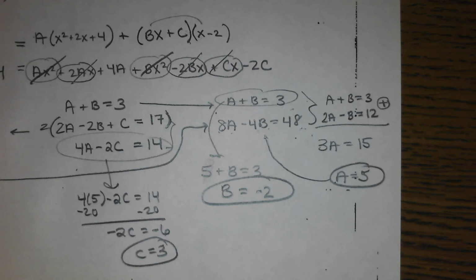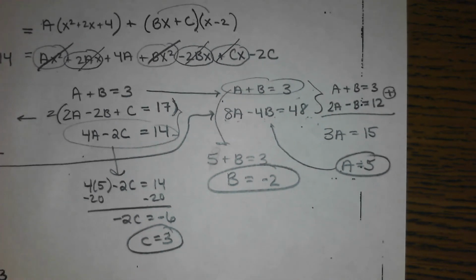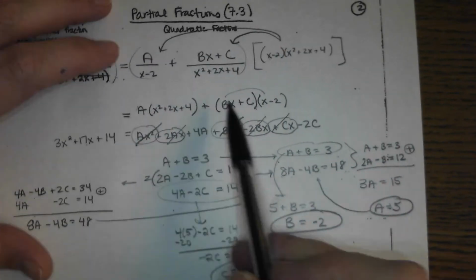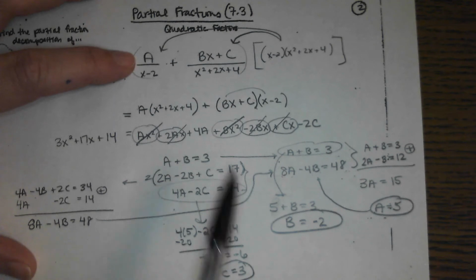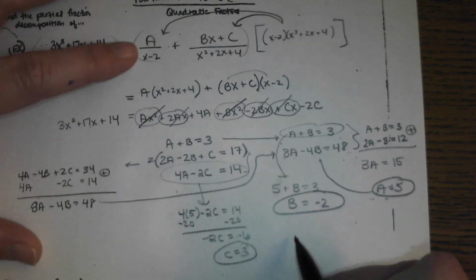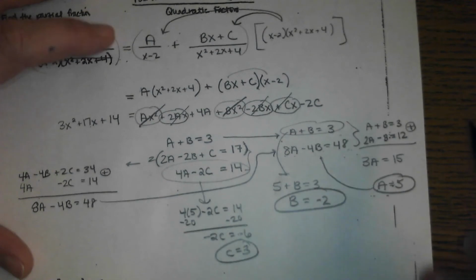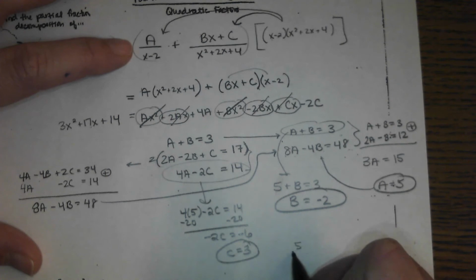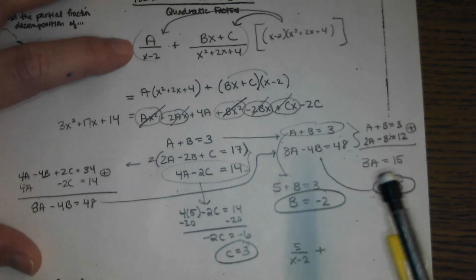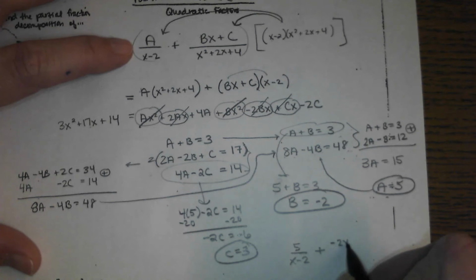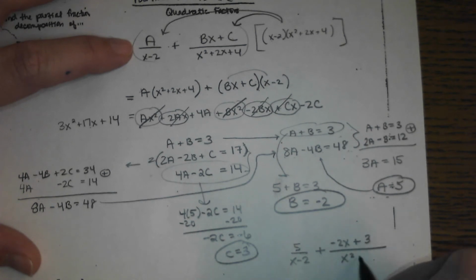So on your quiz tomorrow, don't stop there. Write out what the decomposition actually looks like. So go back up really to the structure that you started and replace the A accordingly, the B, and the C accordingly. So this one will be 5 over x minus 2 plus your Bx plus C is going to turn into negative 2x plus 3 over x squared plus 2x plus 4.